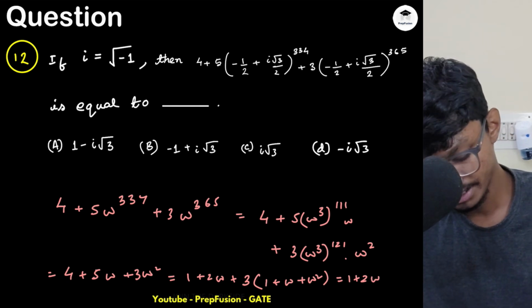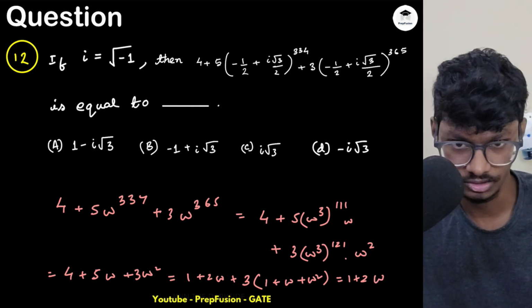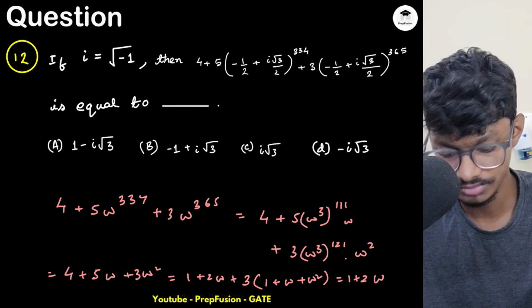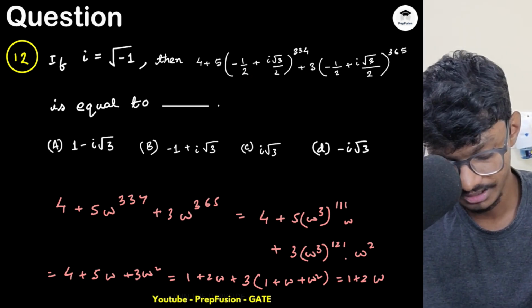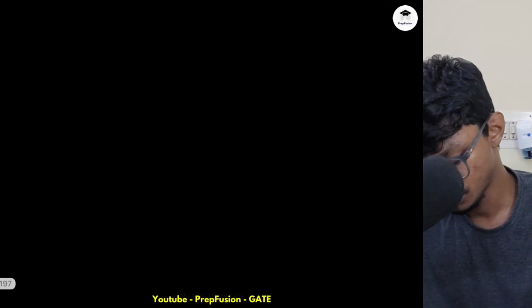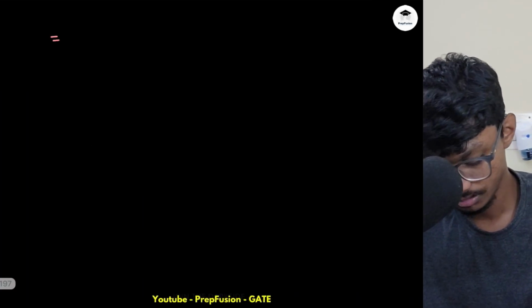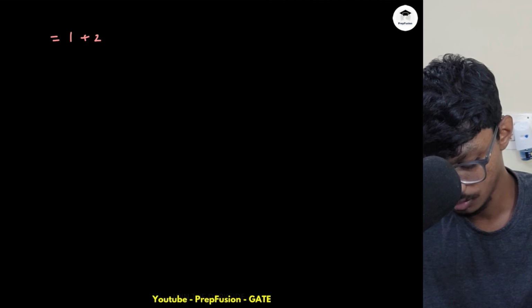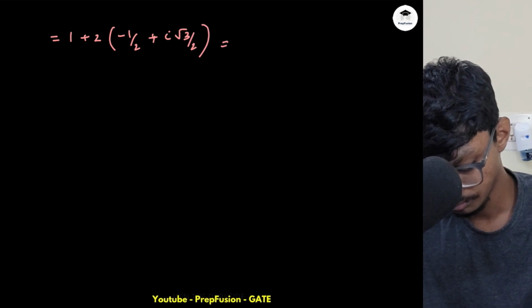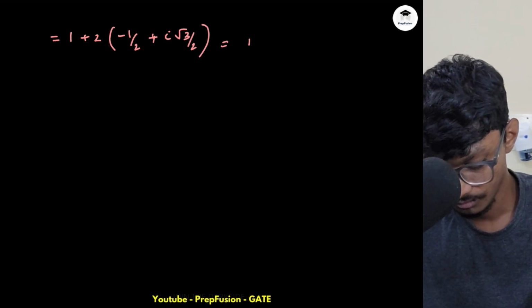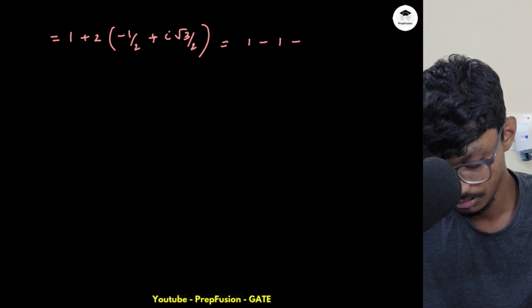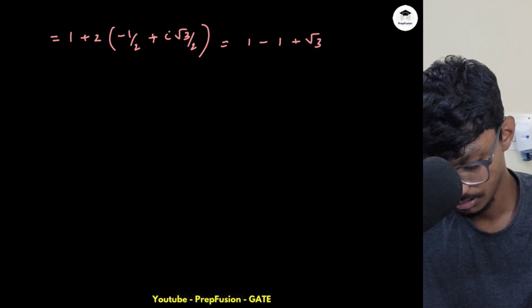So basically omega is this, right? Now all the powers are gone, so everything is in simple linear terms. So I can just replace omega with this and I will be able to compute. So obviously my value will be what? This will be 1 plus 2 times (minus 1 by 2 plus i root 3 by 2). So this will be 1 minus 1 plus root 3.